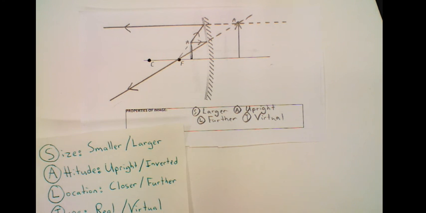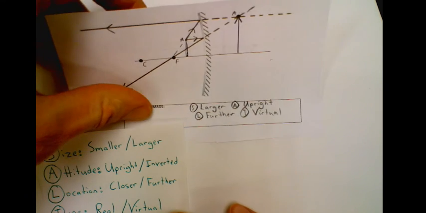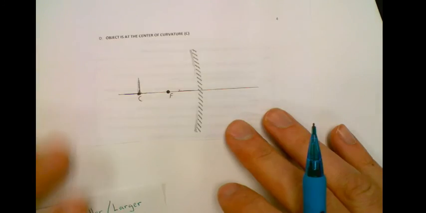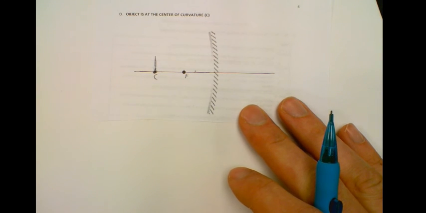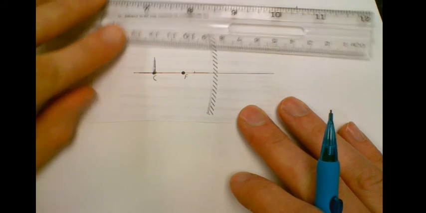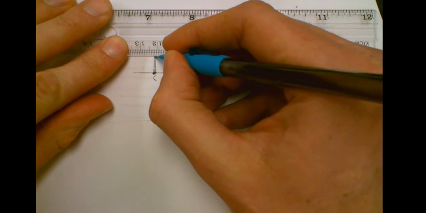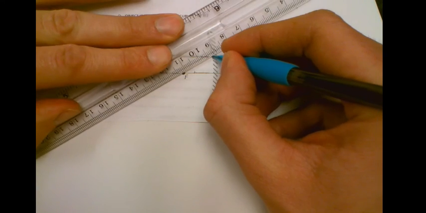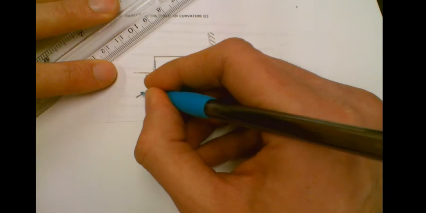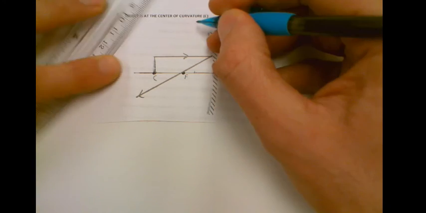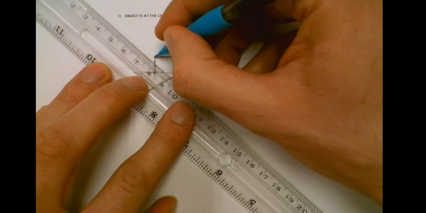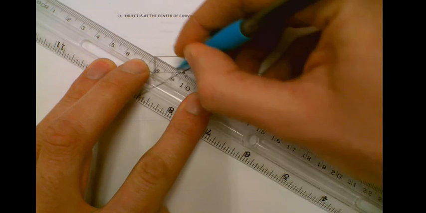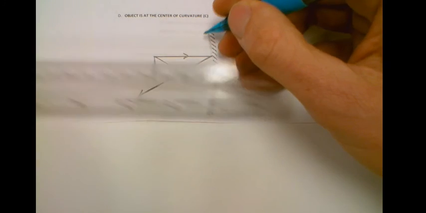Okay, now there's a couple other cases with curved concave mirrors that we can go over that might be helpful. And so if the object is at the center of curvature, then what happens is, well, let's find out. We can draw a line that goes parallel to the principal axis and through the focal point. So there's one. And then we can draw another one that goes through the focal point and parallel to the principal axis.